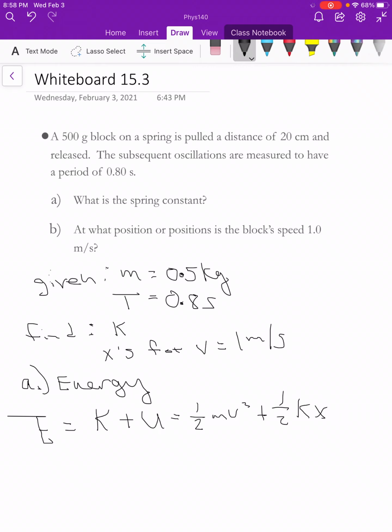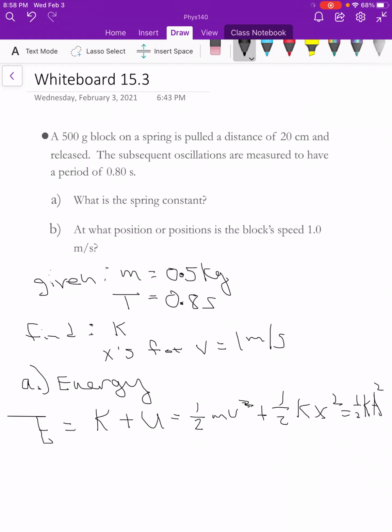And this is coming right out of your book. So if my writing isn't that great, you can look in the book. Okay, and that's also equal to 1/2 k capital A squared. And why is that?